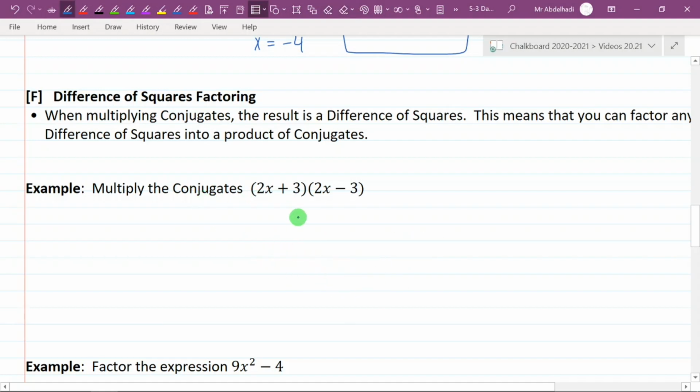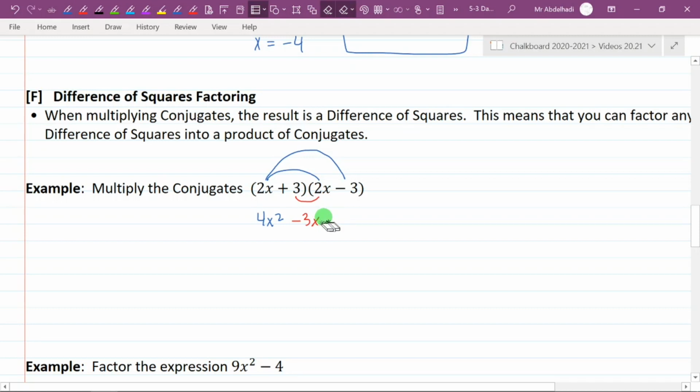And if they are almost exactly the same except for the sign in between, when you multiply them, something interesting happens. Let's go ahead and multiply these. 2x times 2x is 4x squared. 2x times negative 3 is negative 3x.